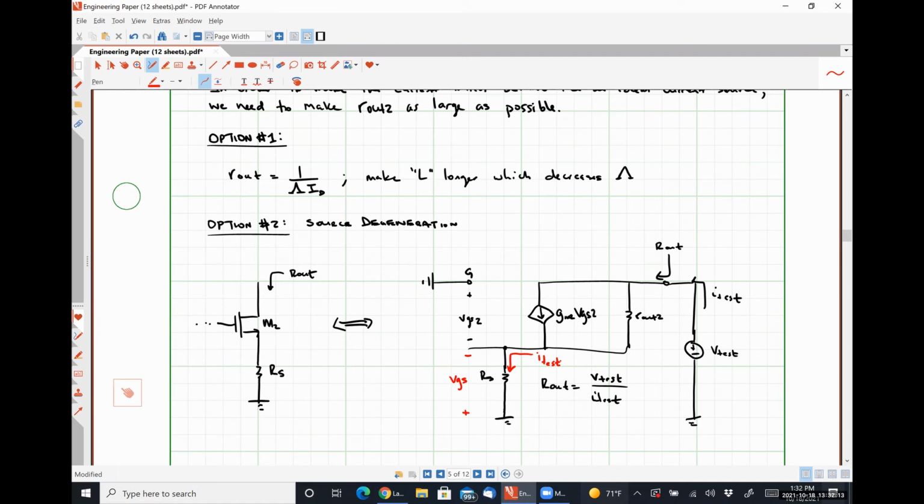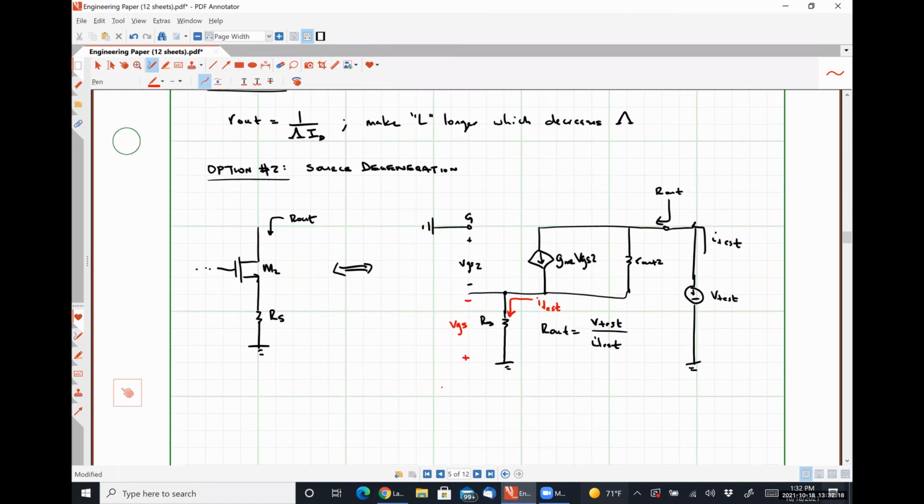Good? Okay. So from this, we can say that VGS is negative I test times that resistance RS, right? The negative sign comes from the fact that the current is flowing into the negative polarity terminal, just like good old circuits 1. So if we... Taylor, you look confused.